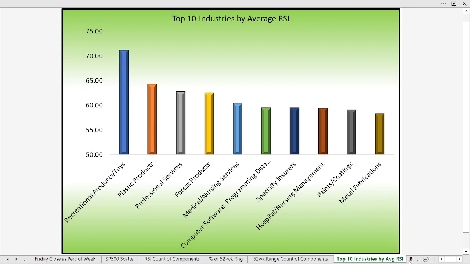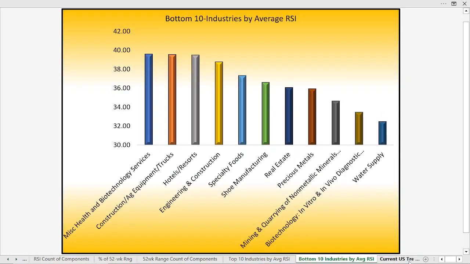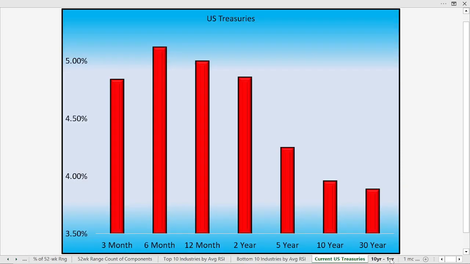There's no theme within a trend. These are the bottom 10 sectors within the S&P 500. Again, no clear trend. Water supply, biotechnology, mining, there's no clear trend. And again, that represents a very dangerous situation.